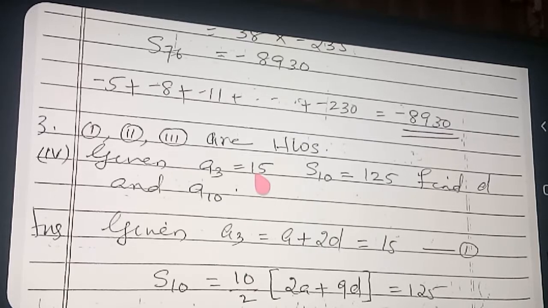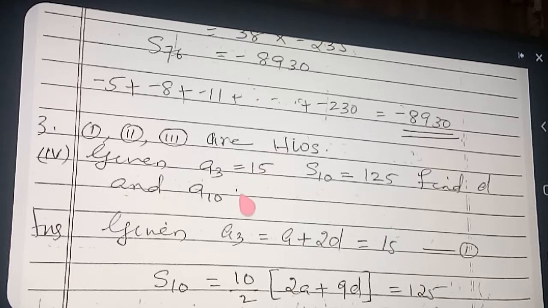A3 is given as 15, S10 is given as 125. Find the value of D and A10. Read the question properly: what you want to find out and how you can find it out. Then you will very easily get the method. So what is given here?